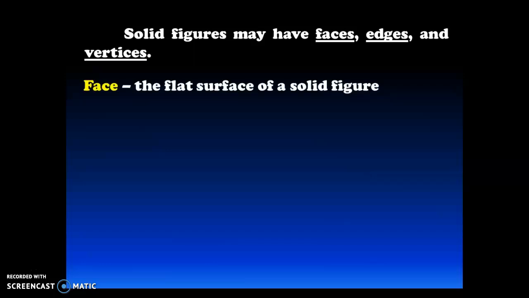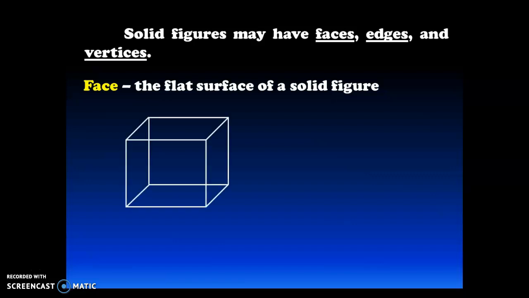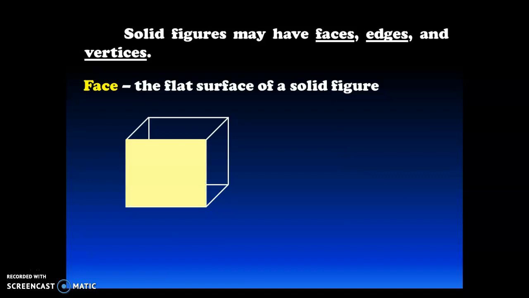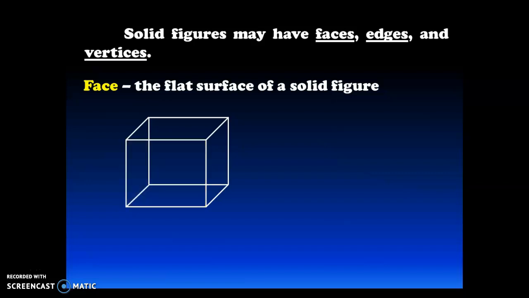So what are these three? A face is the flat surface of a solid figure. Take note, it should be flat. For example, we have this cube. So the face here is this, as well as these following shapes. So all in all, we have 6 faces.